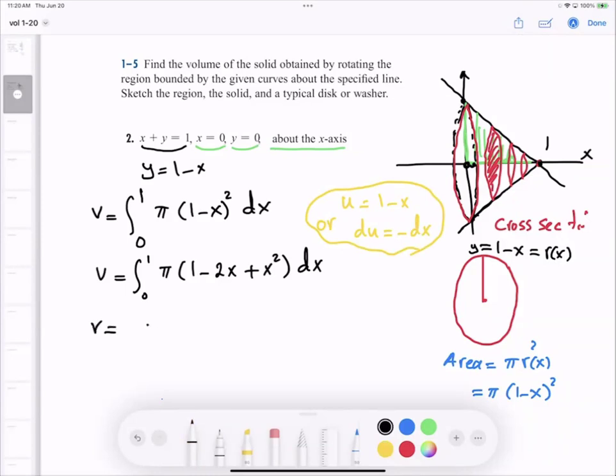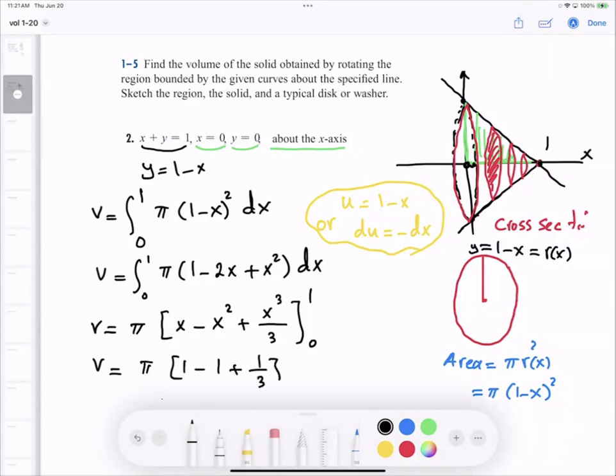So the volume is equal to pi, and the integral of 1 is x. The integral of negative 2x is negative x squared, and the integral of x squared is x cubed divided by 3. X ranges between 0 and 1. Plugging in 0 doesn't help because everything disappears, so just plug in 1. You get pi times 1 minus 1 plus a third. As you can see, these two terms cancel out each other, and you're left with pi over 3 as the volume of this object.